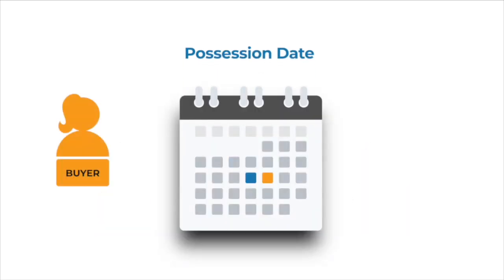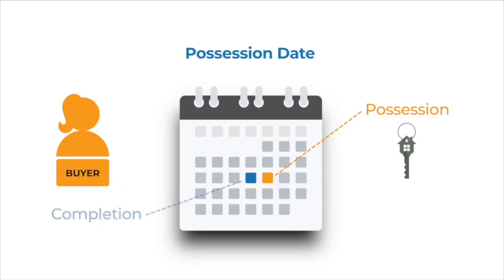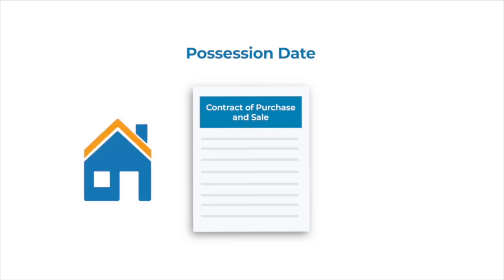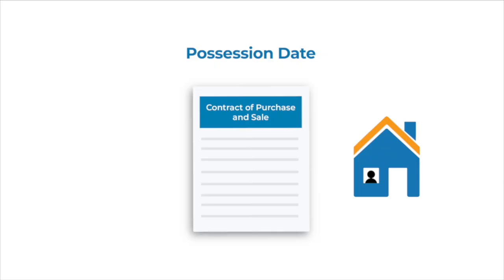Possession date. The possession date is the date that the buyer is entitled to take possession of the property. In other words, when the buyer gets the keys to the property and is allowed to move in. This date is often the day after the completion, but it can be any date agreed to by the buyer and the seller. The contract of purchase and sale residential will specify the type of possession that the buyer will get on the possession date. For example, the buyer could receive vacant possession, or if there are tenants in the property, the contract of purchase and sale residential may specify that the tenants will remain in the property.